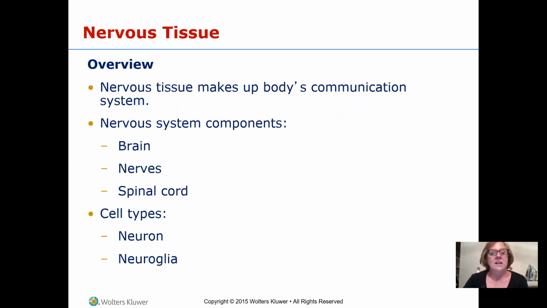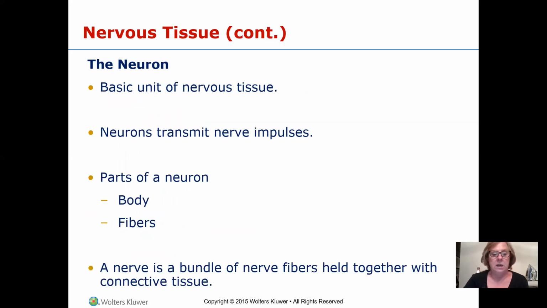So lastly with this is the nervous system, and we're looking at the brain, the nerves, and the spinal cord. There are two different cell types, the neuron and neuroglia. The neuron is your basic nervous tissue. It conducts nerve impulses, and it has two parts. It has a cell body, and then long fibers.